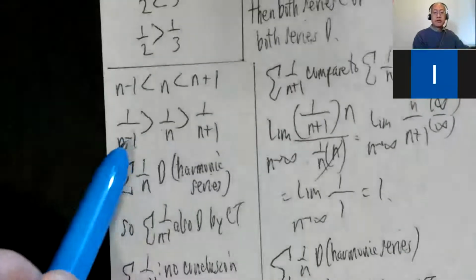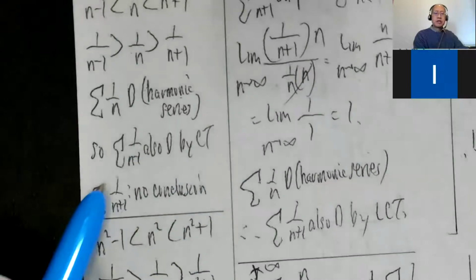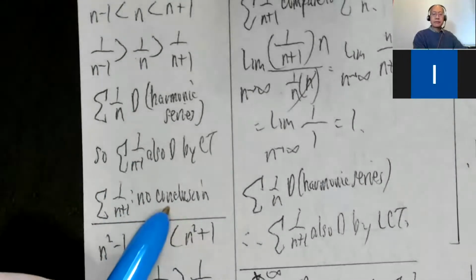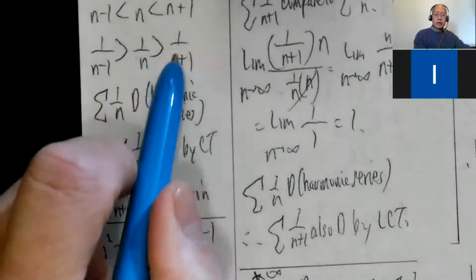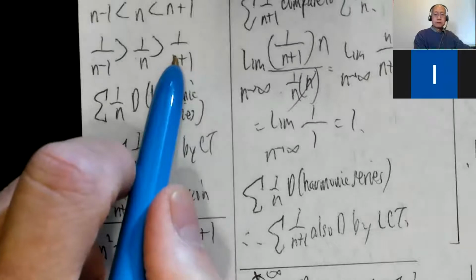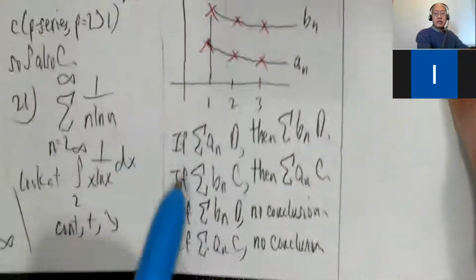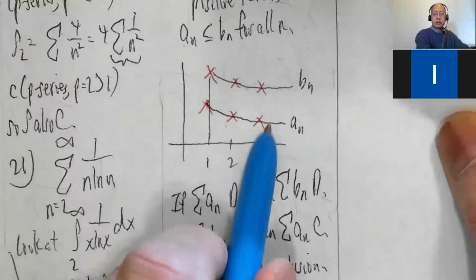How about summation of 1/(n minus 1)? We would say it also diverges by the comparison test. But for summation of 1/(n plus 1), no conclusion can be made, at least not yet. The bigger series diverges. What about something smaller? Can't tell, right? The bigger series diverges. Okay. Summation of B sub n diverges. No conclusion about A sub n. It still might diverge, it might converge, right?